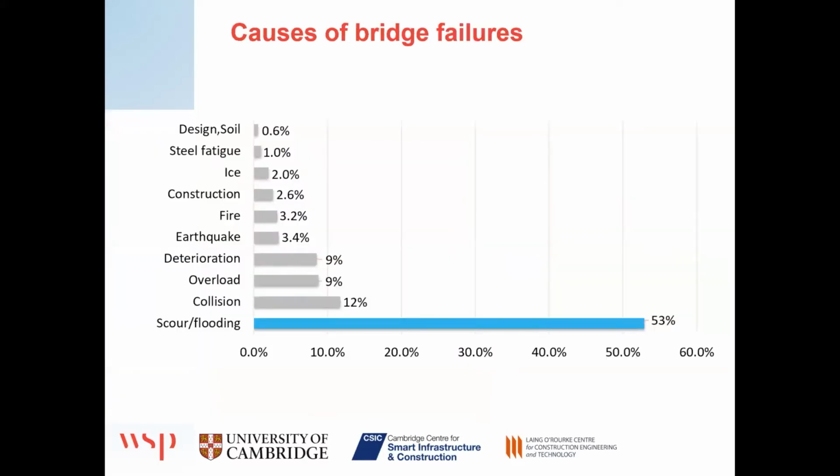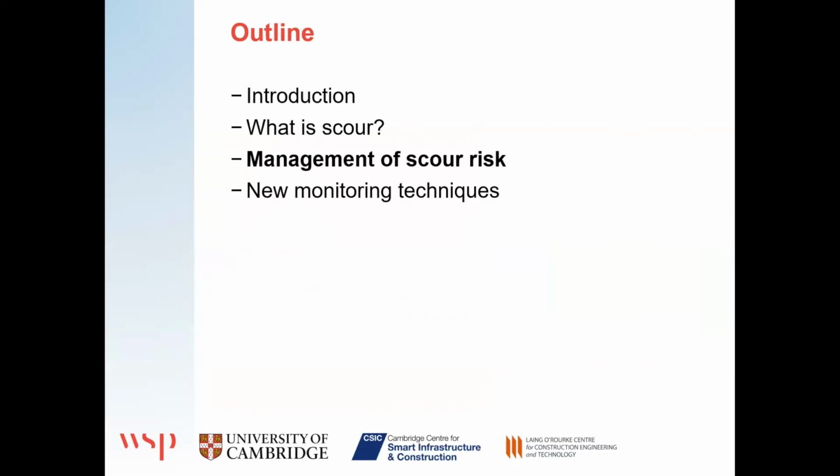Why does it matter? I've stolen this slide from Kaysen, but this is a study that he'd dug out, which was carried out in the US in the 1990s, where they looked at the causes of about 500 bridge failures, and scour is the single biggest cause of bridge collapses from that study, and it's a very similar story in the UK. It's one of the major causes of failure of structures, so it's a real concern for asset managers.